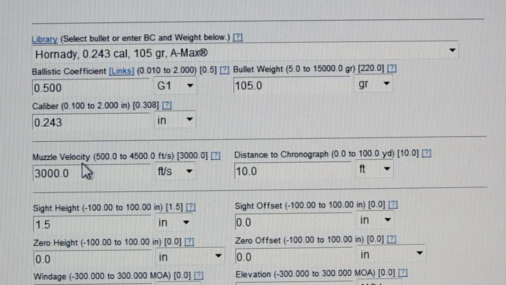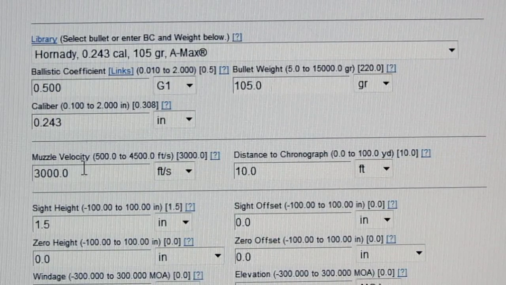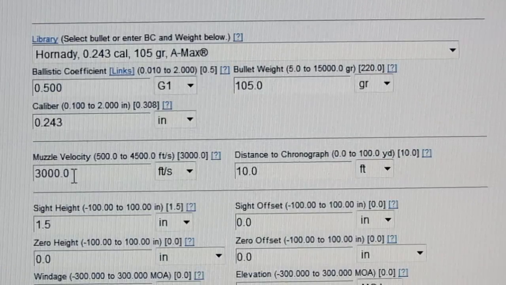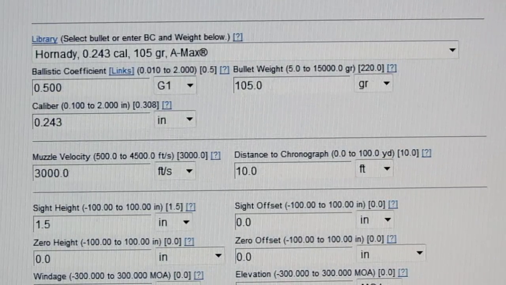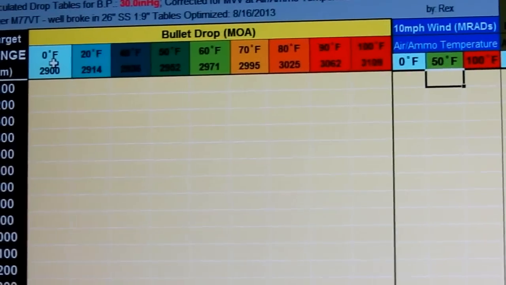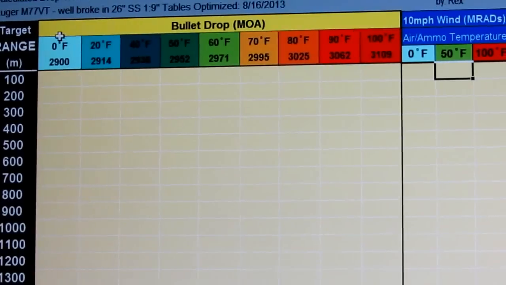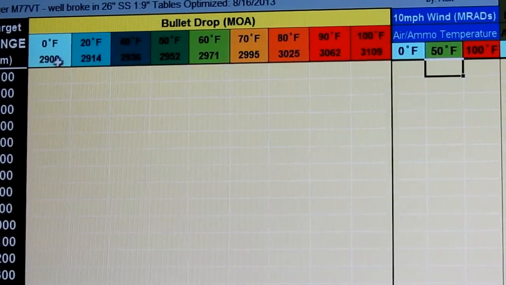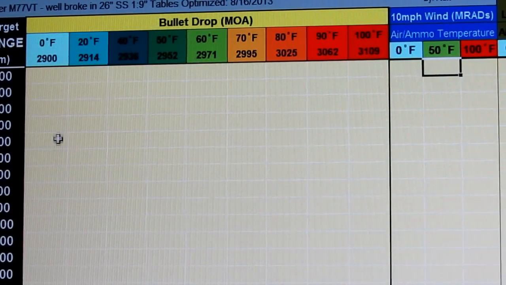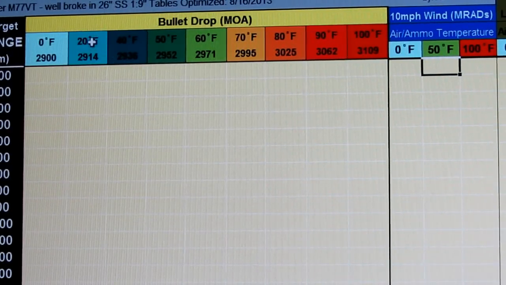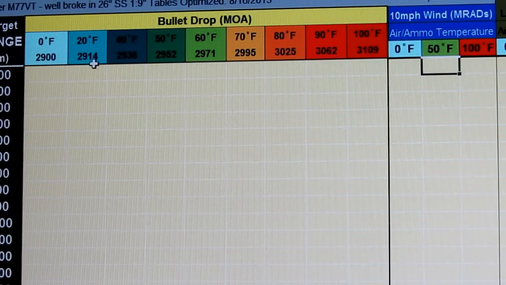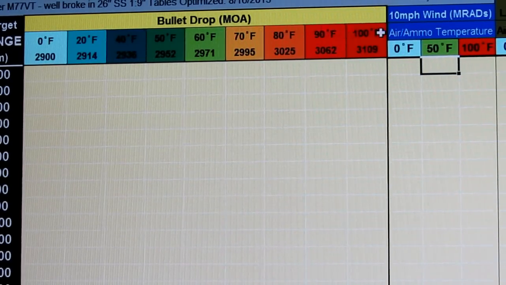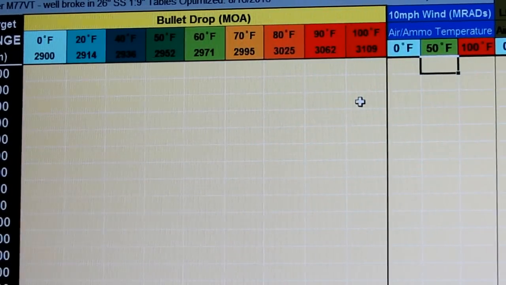The next thing you're going to want to fill out here is your muzzle velocity. You're going to want to fill this out for each given temperature range. What we're going to do is one of these JBM calculations for each of these different temperature ranges. So for example, we're going to do one at 2,900 feet a second and 0 degrees Fahrenheit, and then we'll get the data and paste it in. The next one we're going to do is for 2,914 feet a second at 20 degrees Fahrenheit, all the way up to our 100 degrees. So that's what that's going to look like.